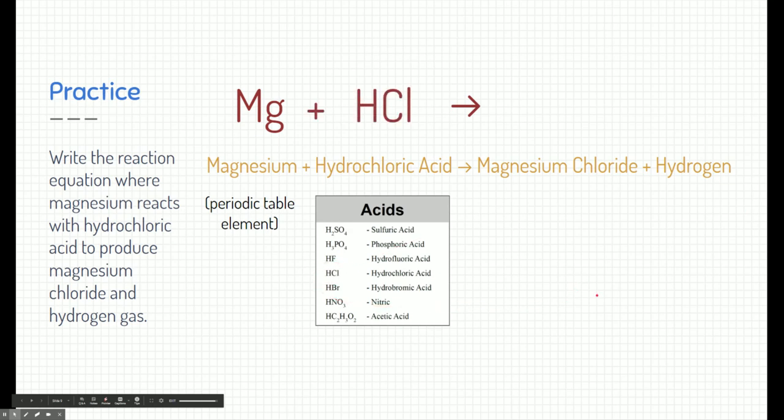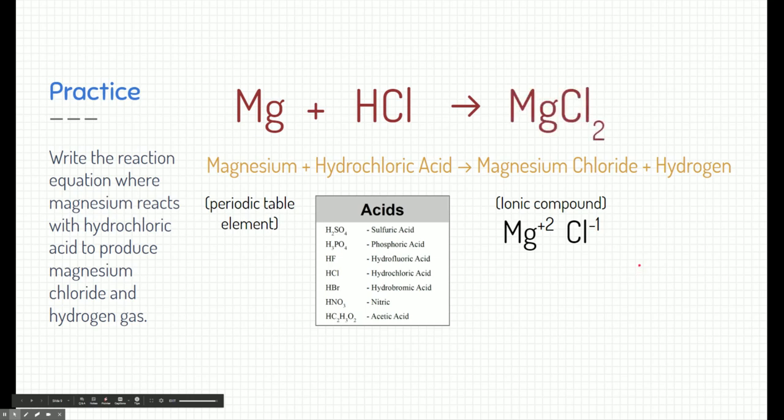All right, those two reactants react to form 2 products, magnesium chloride and hydrogen. Well, magnesium chloride is a compound. Specifically, it's an ionic compound because it's a metal and a nonmetal, so we have to worry about the charges. So Mg and Cl come together to make MgCl2. The last piece is hydrogen. Now, hydrogen is a special molecule because it's one of those special diatomic elements. So we can't just write H like we did with magnesium. We have to write H2 because it's diatomic.